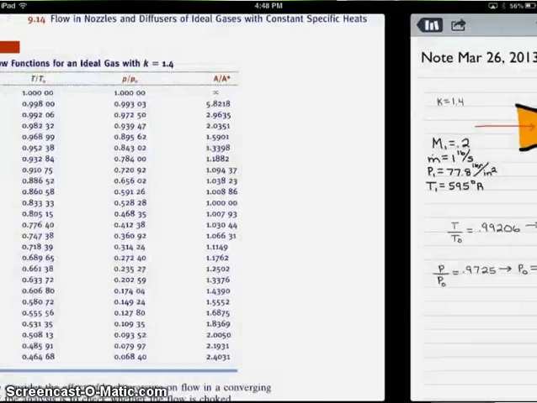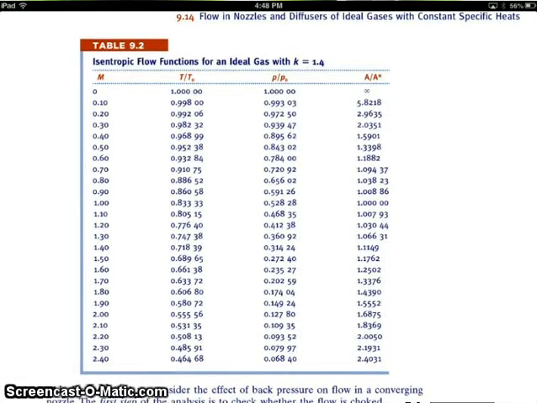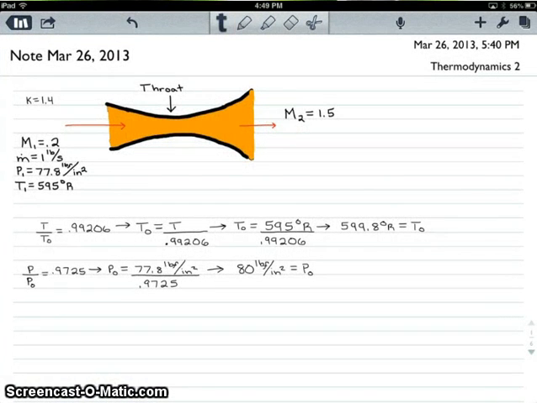Here's table 9.2, isentropic flow functions for an ideal gas with k equals 1.4. Now you can see the above equations, T divided by T naught, P divided by P naught, and A divided by A asterisk. Those equations will come in handy for our following Mach numbers of 0.2, 1, and 1.5. Here you can see the given values and all the numbers that you'll need. Now having your values, let's scroll back to our initial problem.